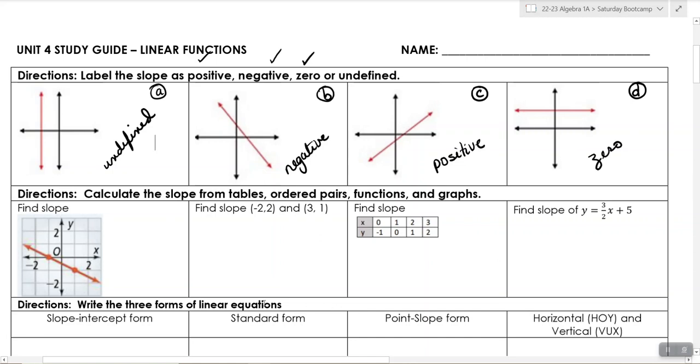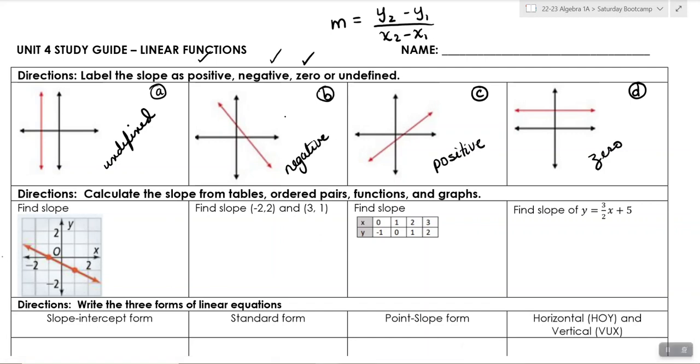All right, in ways of calculating the slope, the formula will be given to you. You do have to know how to find it. So that would be y2 minus y1 over x2 minus x1, okay? So it's just a matter of you knowing which are the 2 points.